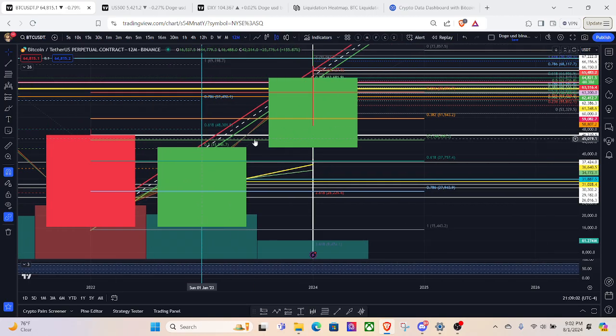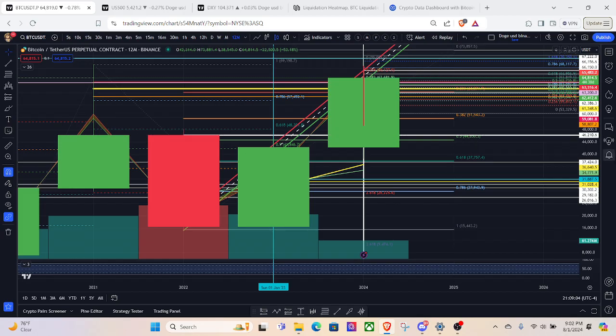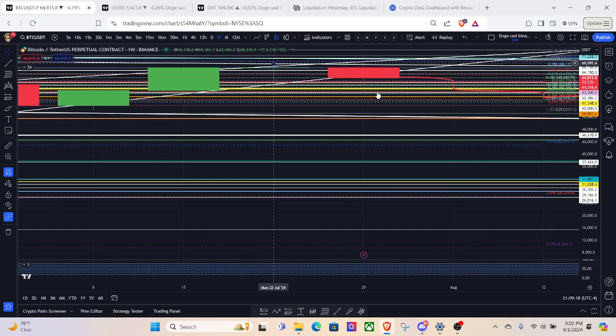So I think that as long as we stay above this level, it's perfectly reasonable to believe that we are in a bull market still. I don't believe that we will return quite that low to 46,200, but I think as long as we stay above it, we're okay.